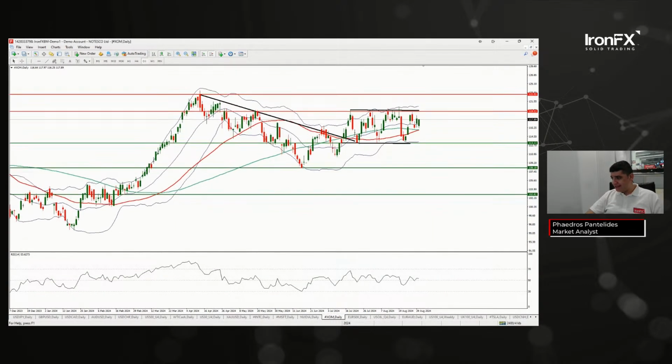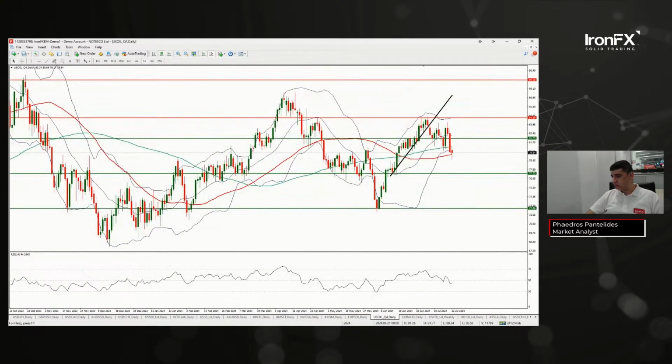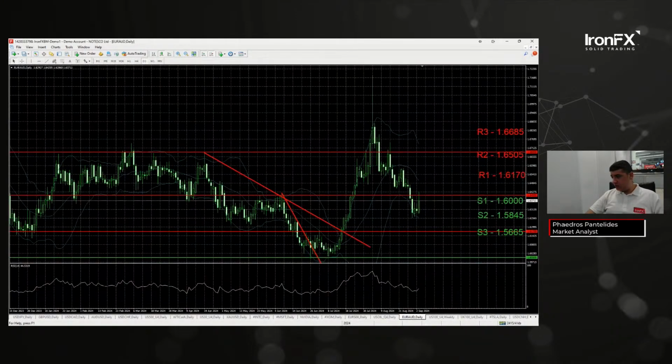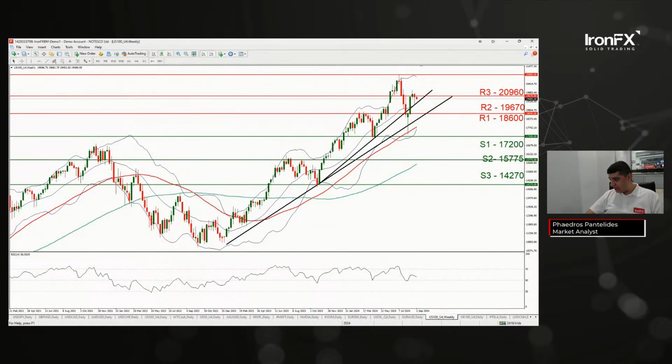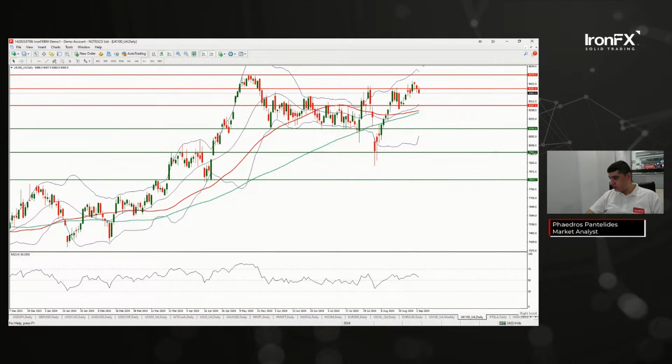ExxonMobil maintaining that sideways bias between 113.13 and 119.53. Euro against the Aussie, the Nasdaq, FTSE 100.